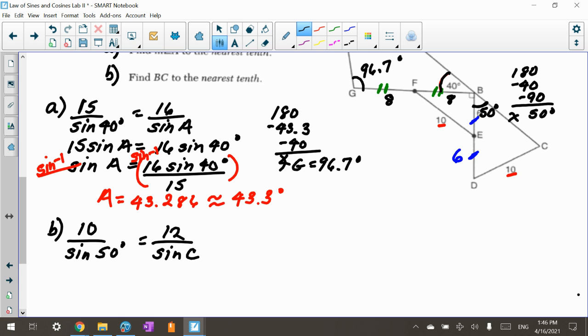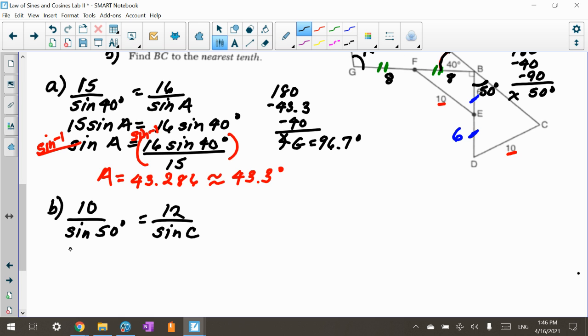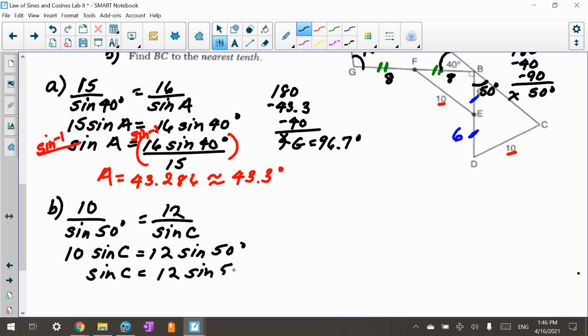Okay? So now I'm going to cross multiply. So I have 10 times the sine of C equals 12 times the sine of 50 degrees. Divide both sides by 10. So I have the sine of C equals 12 sine of 50 degrees divided by 10. Okay? Now, you guessed it, I have to do inverse sine here, guys, because I've got to figure out what C is, not just the sine of C. Put that all in my calculator.